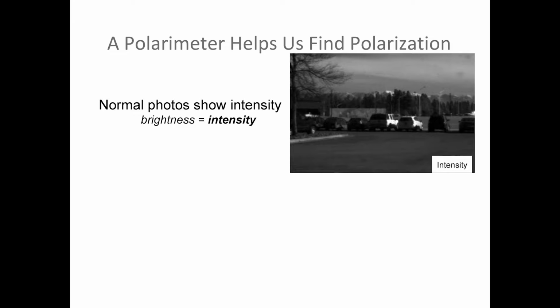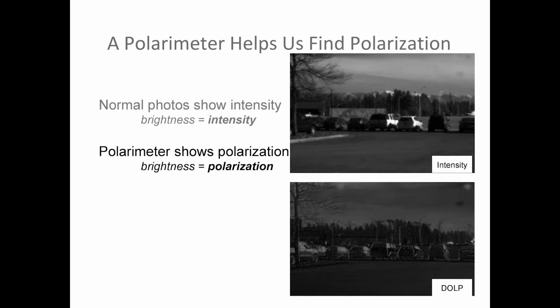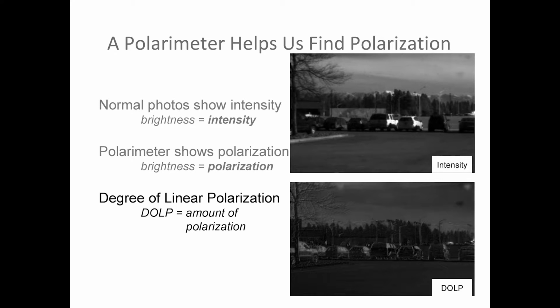So normal photos, like this example, this grayscale, black and white picture, are just taken with a regular camera, and the brightness in the image corresponds to intensity. Now with a polarimeter, on the other hand, the brightness corresponds to how much the light is polarized. So dark things are light that's not very polarized, or very randomly polarized, and bright things are things that are very polarized. So you can see some examples here.